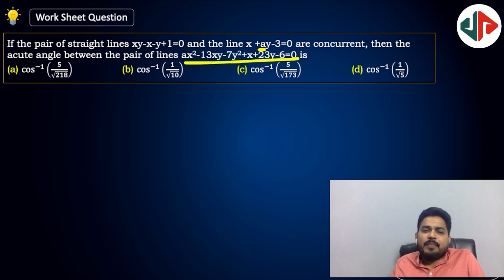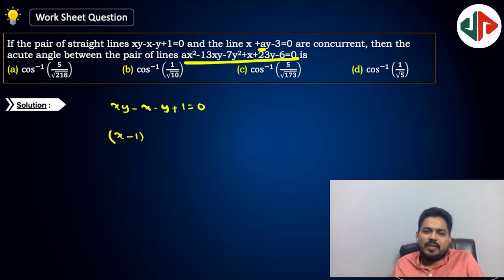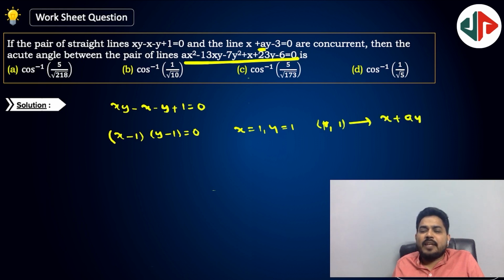So what is the point of intersection of this? The pair they have given is xy minus x minus y plus 1 equal to 0, that is (x minus 1)(y minus 1) equal to 0. So x is equal to 1 and y is equal to 1. The point of intersection is (1, 1). It should be a point on x plus ay minus 3 equal to 0.